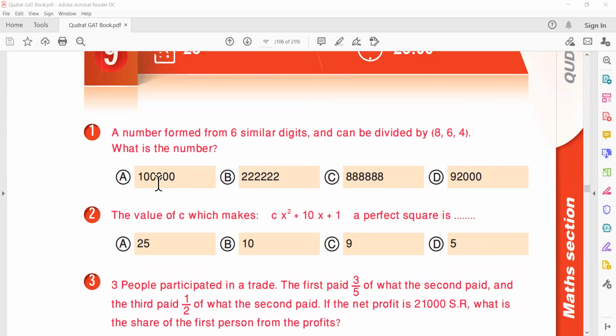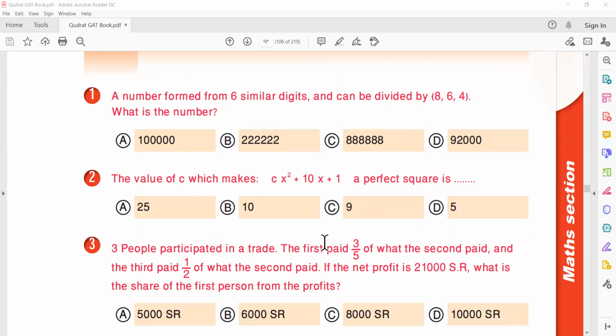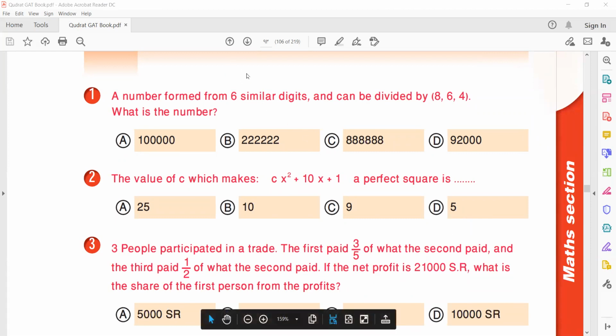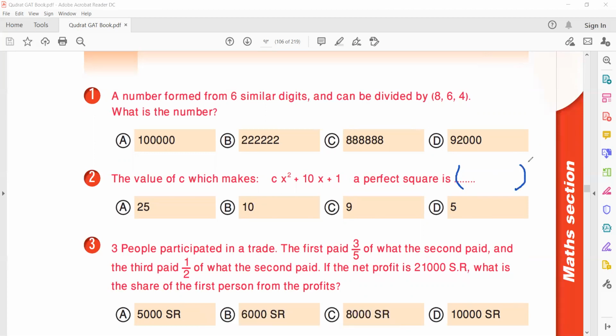Number 2: the value of C which makes a perfect square is. How do I solve this problem? What is the perfect square? A perfect square is like you write 2 brackets and you write the square of the brackets. Here I have 1, then you write 1.